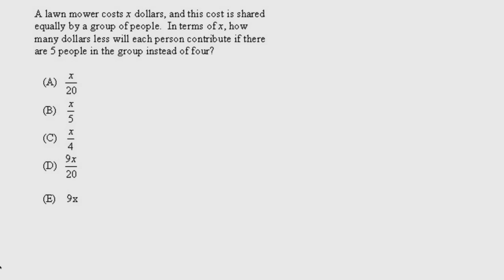So how we're going to start this out right now is to read the question. So I'm going to do that for you. A lawnmower costs X dollars, and this cost is shared equally by a group of people. In terms of X, how many dollars less will each person contribute if there are 5 people in the group instead of 4?